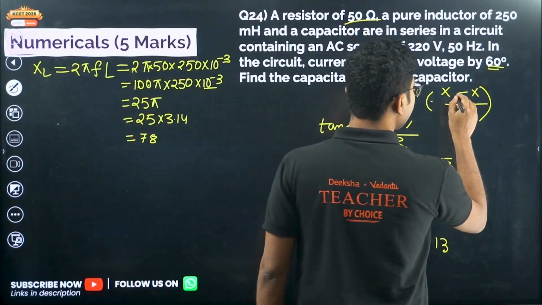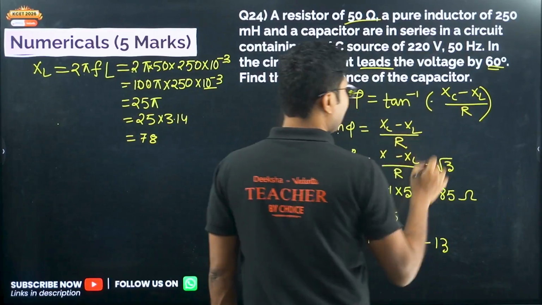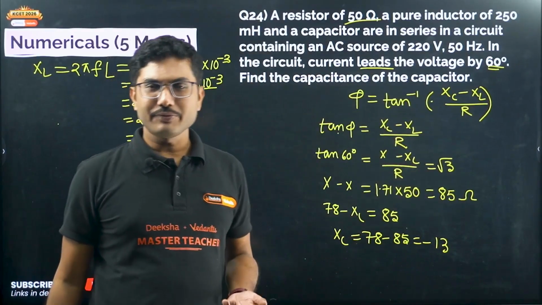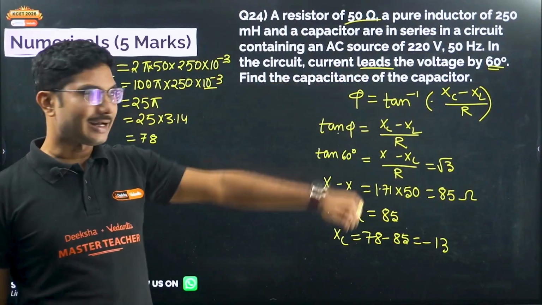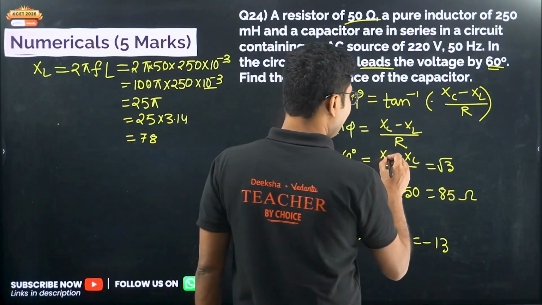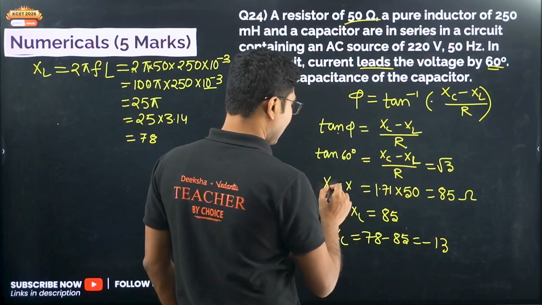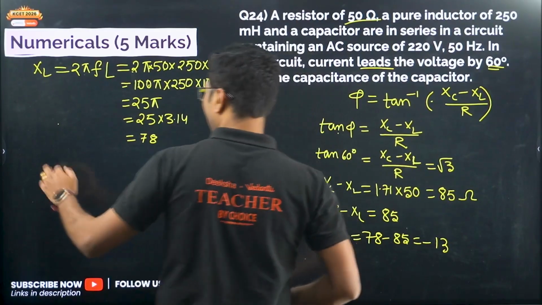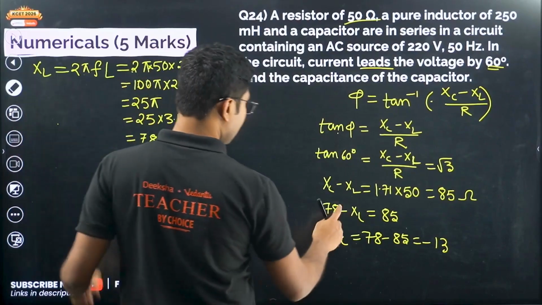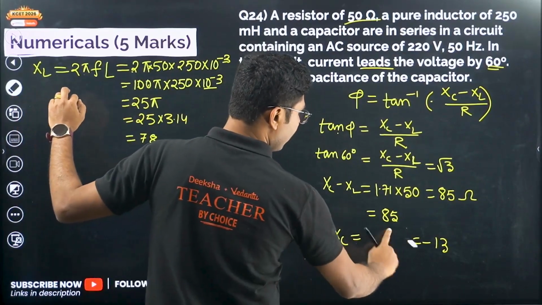What we will be doing? We will be doing XC minus XL. Okay, so if XL minus XC is positive, then obviously current is lagging, but here current is leading. Current leading means it will be XC minus XL. Okay, so XC minus XL. So this one small correction is required, not much, but we will do that.